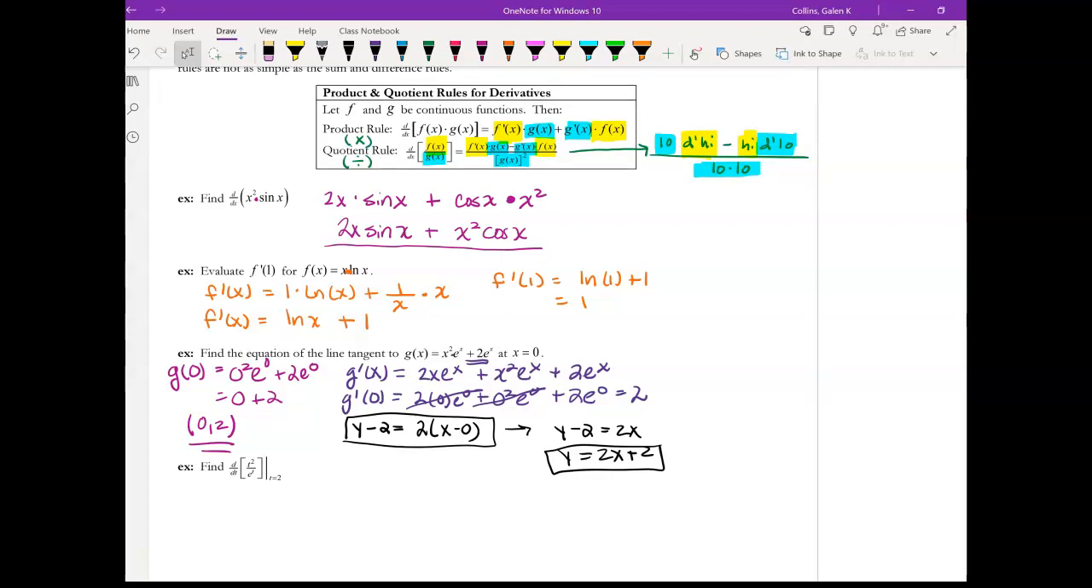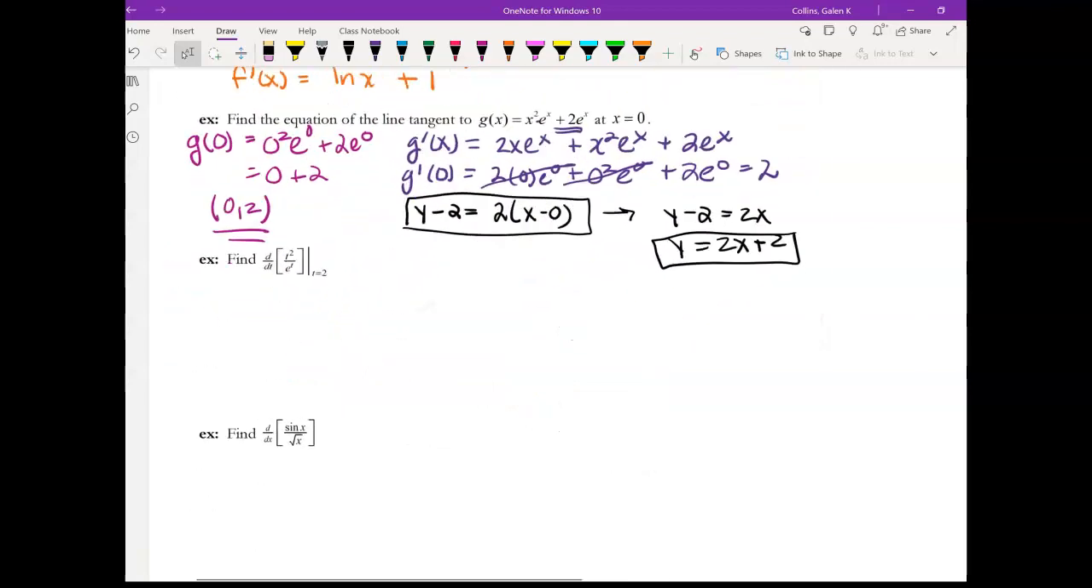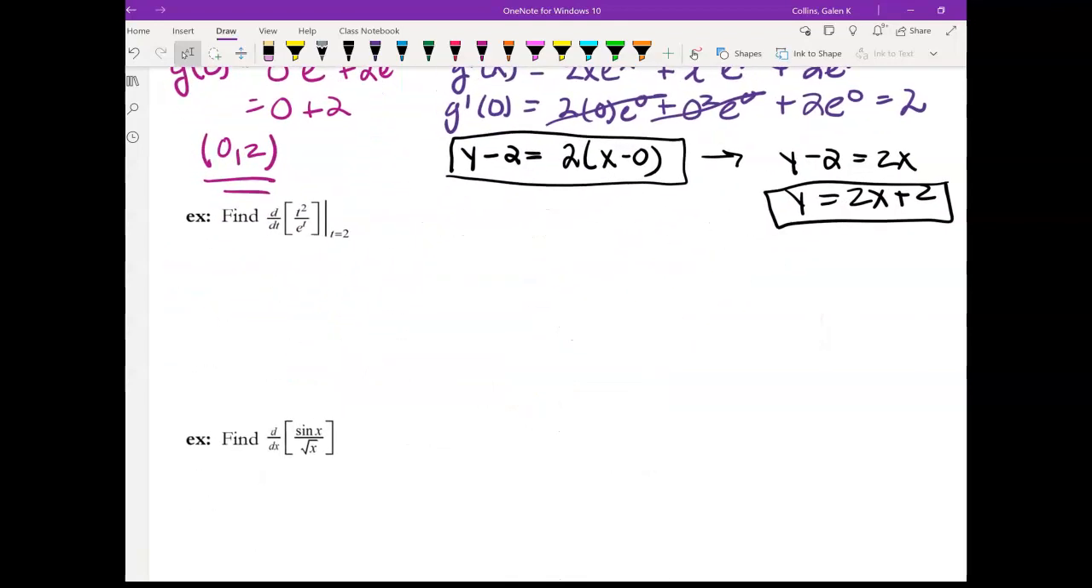All right, let's try this example using the quotient rule. If we are asked to find the derivative with respect to t of t squared over e to the power of t, and then we see this vertical bar with t equals 2, that really means to evaluate the derivative. So if this function were f, these instructions are saying find f prime of 2. Let's just start with the derivative.